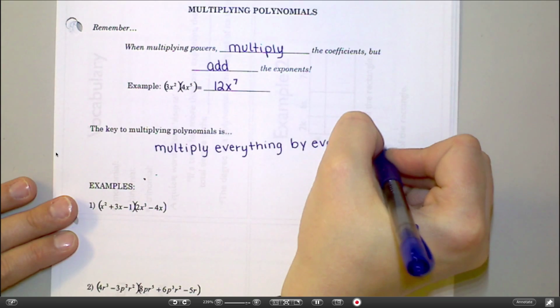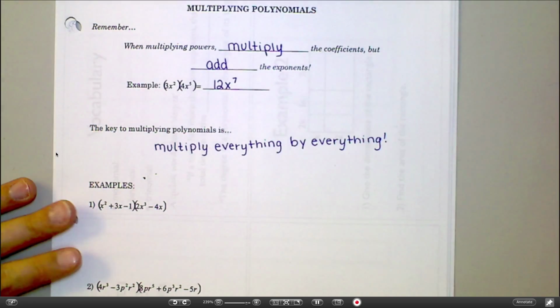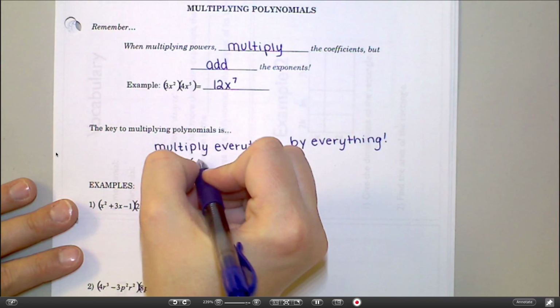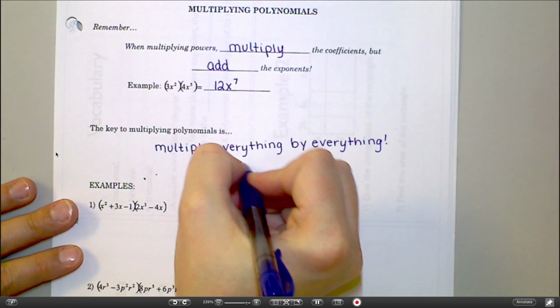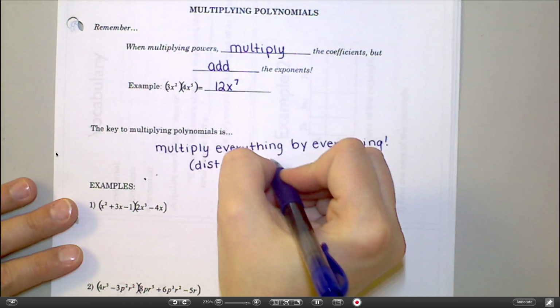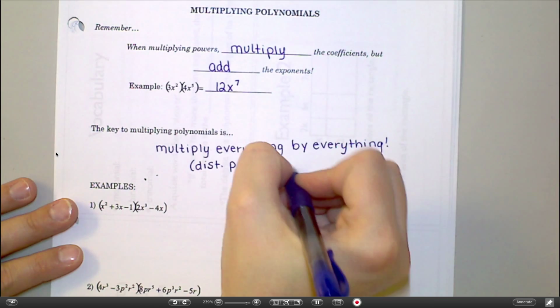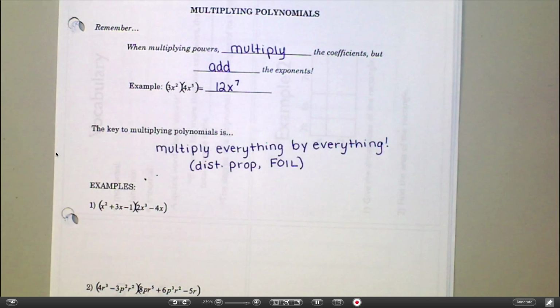And to help you remember what that means, I want you to jot down the distributive property and FOIL. Because really FOIL is just a fancy acronym for the distributive property. But that's what this is all about. This is all about distributing over and over and over again. Okay? I'll be honest with you, these problems can get a little bit tedious, but they are not difficult. They should not be hard for you.